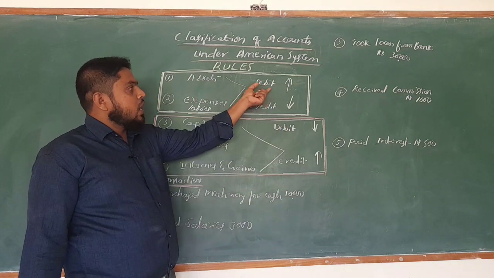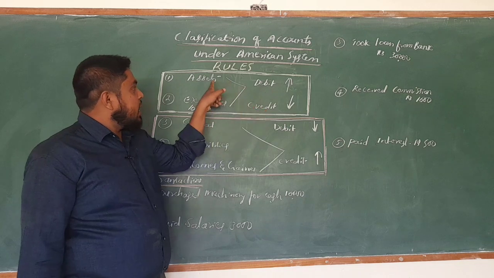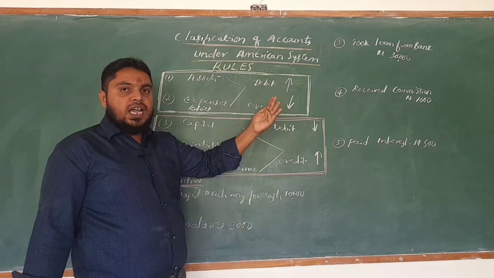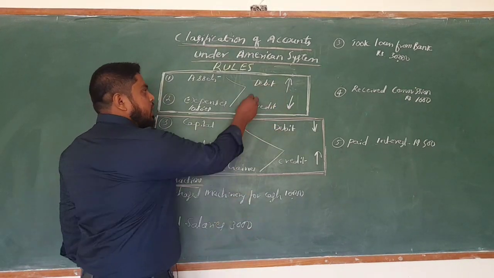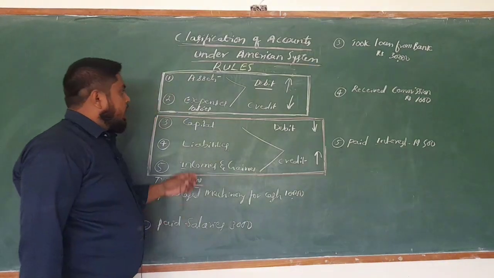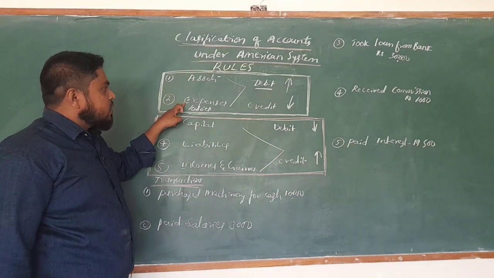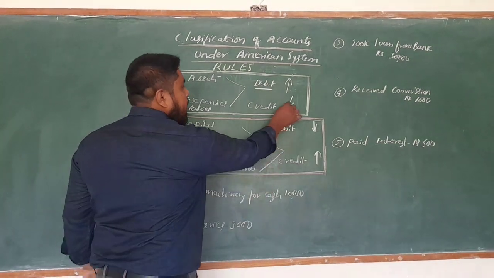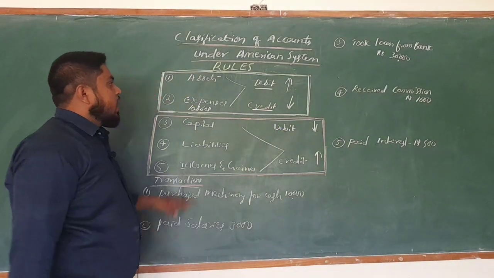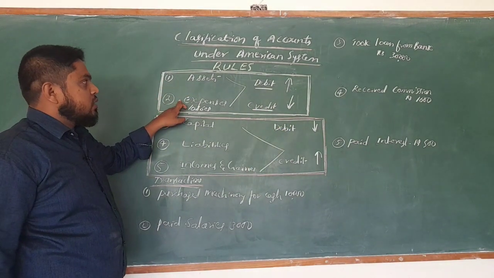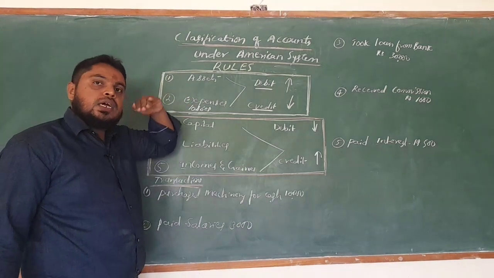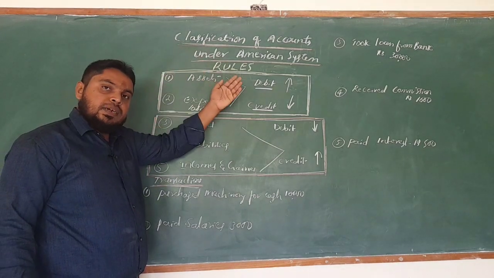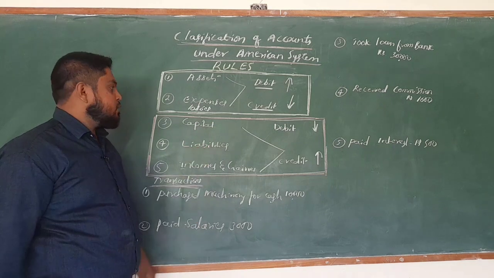Now the rules, the debit and credit rules. For assets, expenses and losses, if they increase, they should be recorded on the debit side. If they decrease, we have to record them on the credit side. So for assets, expenses and losses: increases on the debit side, decreases on the credit side.